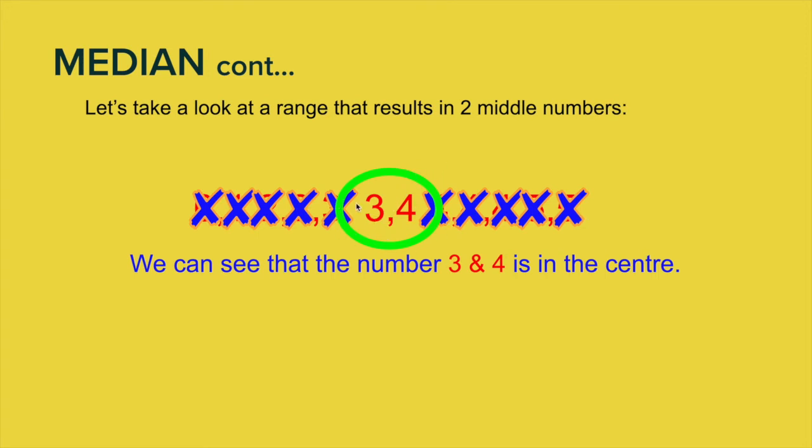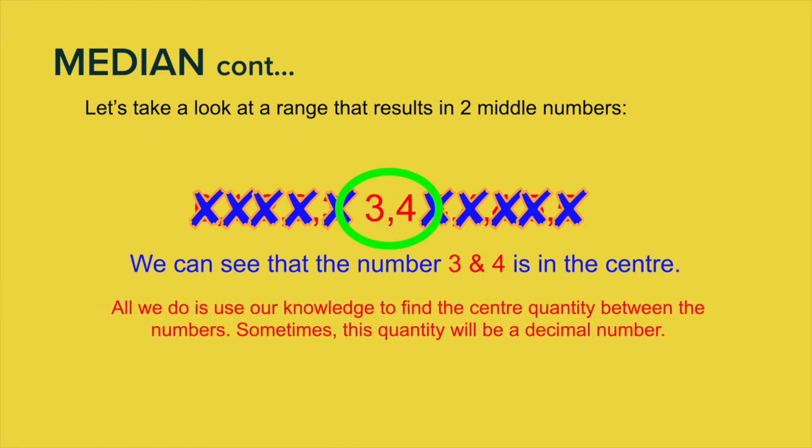But how can we see a median if we've got two numbers? Well, actually, all we do is we use our knowledge to find the center quantity between those two numbers. Sometimes, or actually most of the time, that's going to be a decimal number. So what's the middle quantity between 3 and 4? Yeah, you guessed it, 3.5. So in this range, our median average is 3.5. So that is your median average. It could be a whole number or it could be a decimal number.